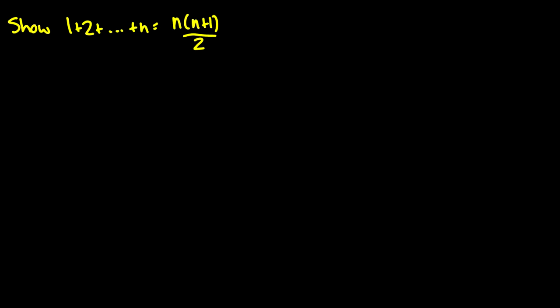Okay, so let's show that 1 plus 2 plus dot dot dot all the way up to n is equal to n times n plus 1 over 2.